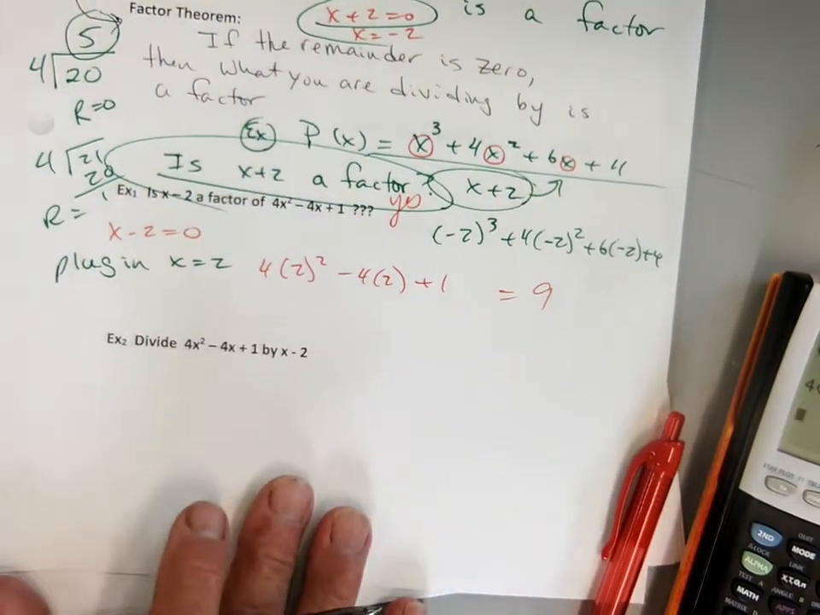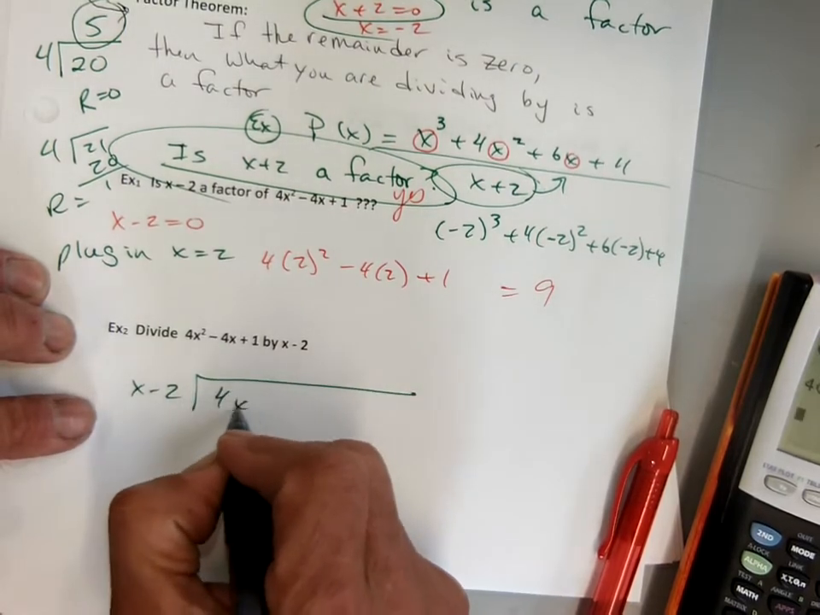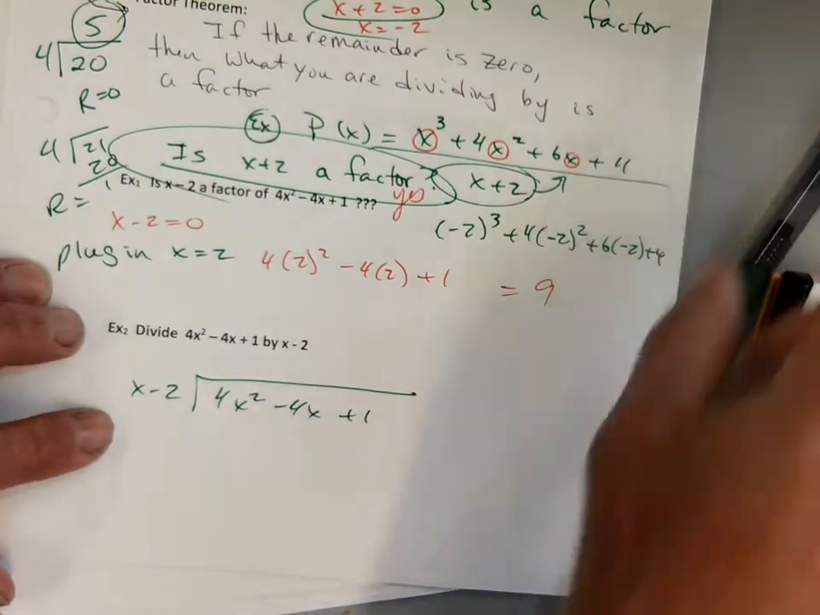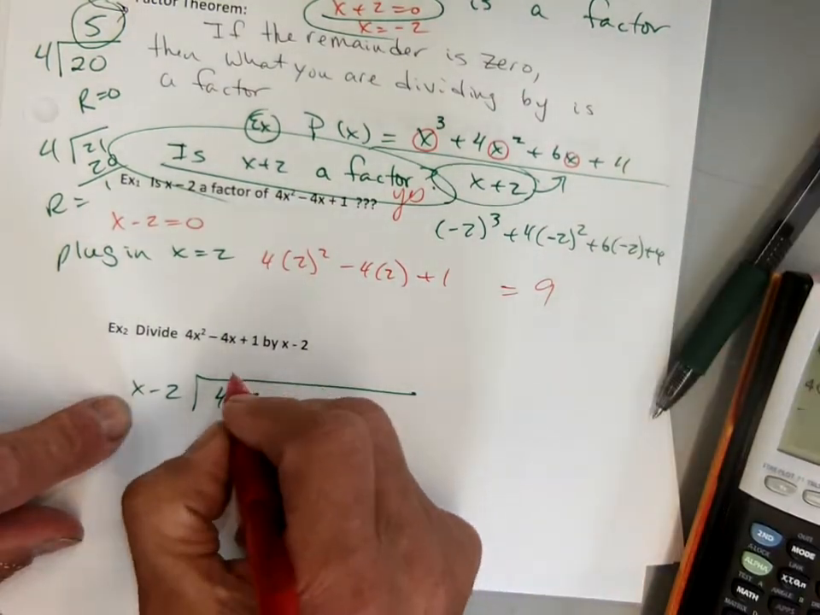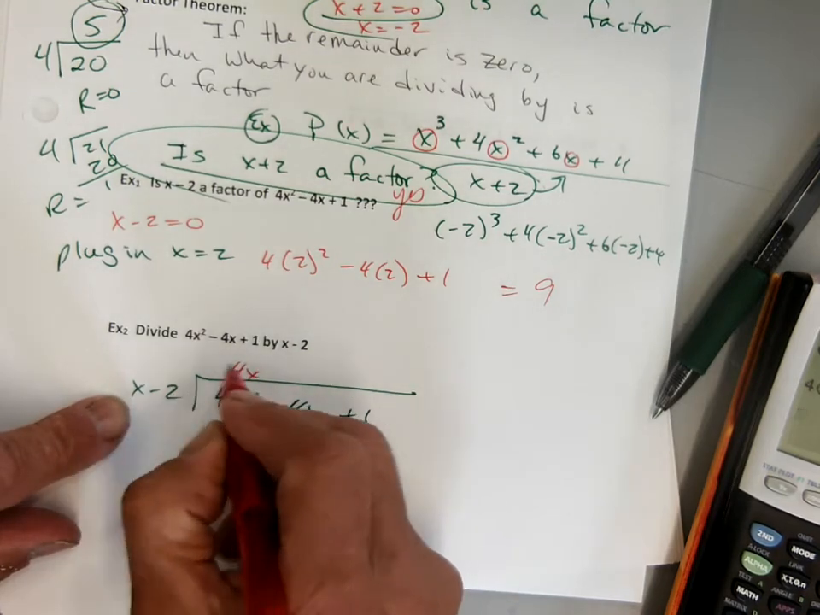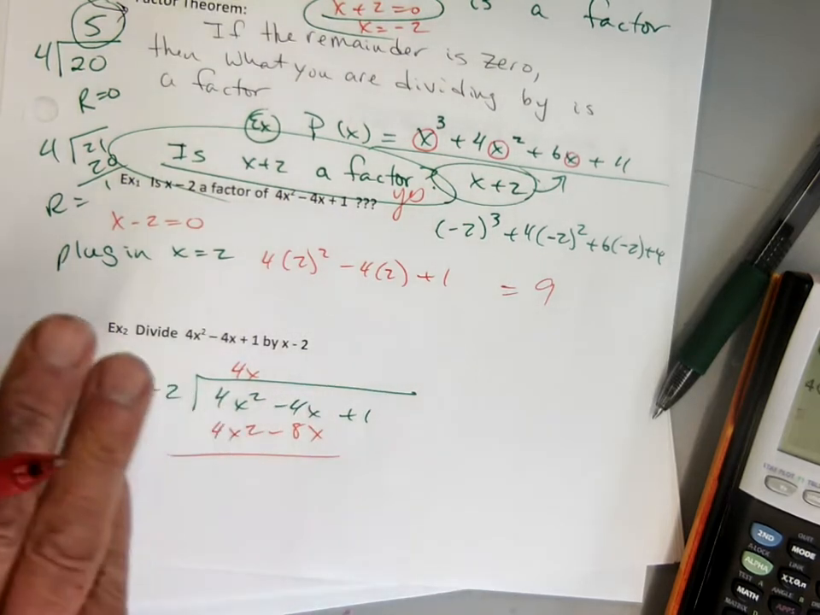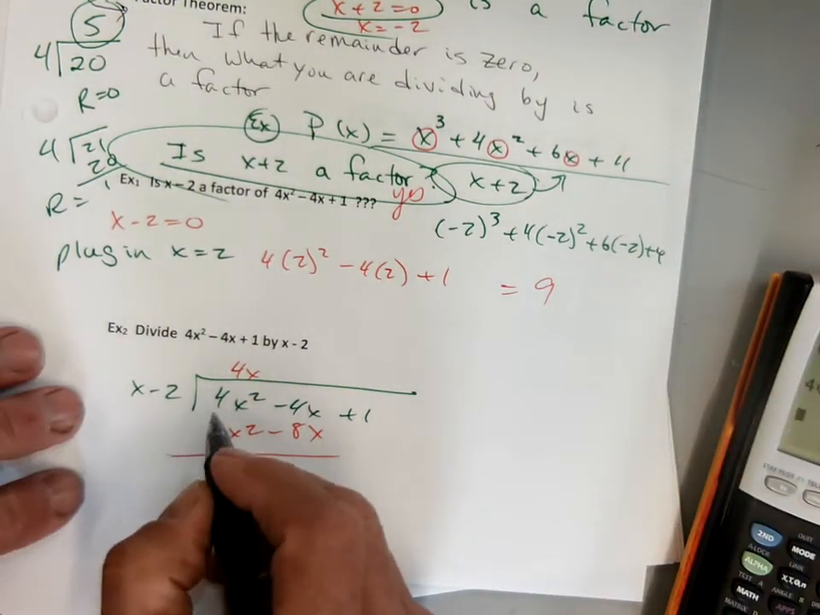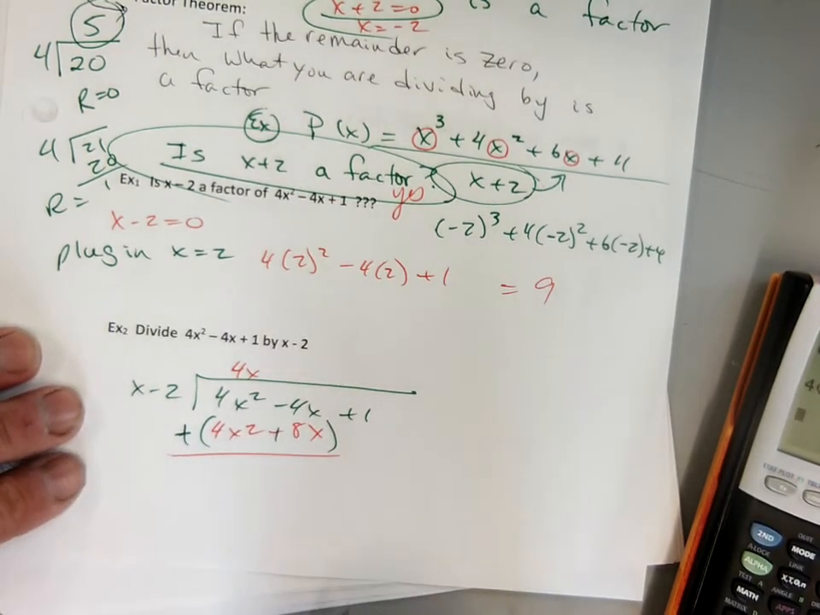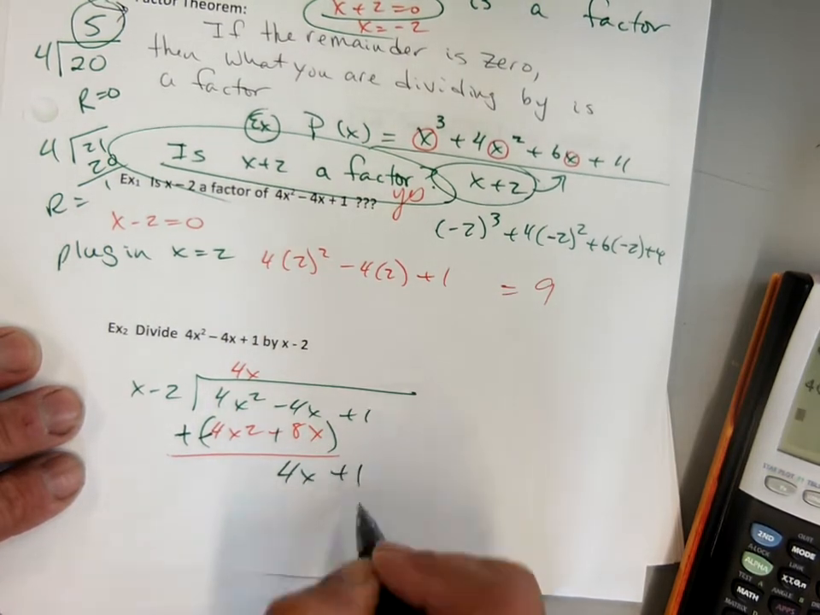If we do divide this, like yesterday, we go x minus 2 into 4x squared minus 4x plus 1. X goes into 4x, 4x times. We have a 4x minus 8. Remember how we did this yesterday? And then I subtracted, but I really don't want to subtract. I add a negative, and then I get a 4x. I bring down the 1.